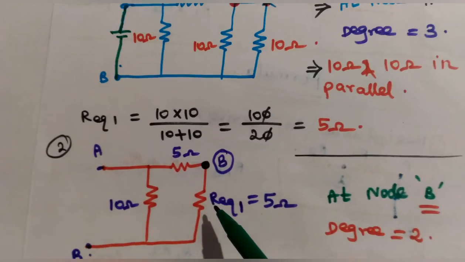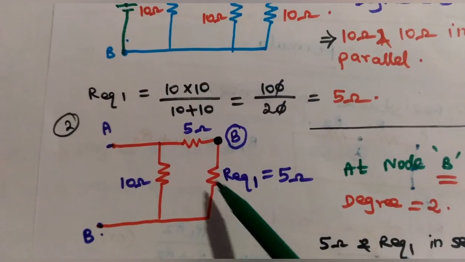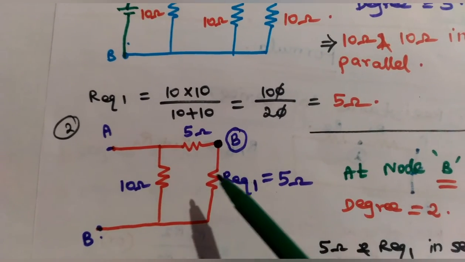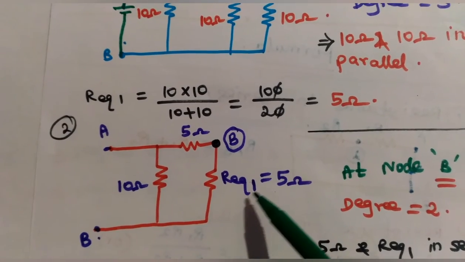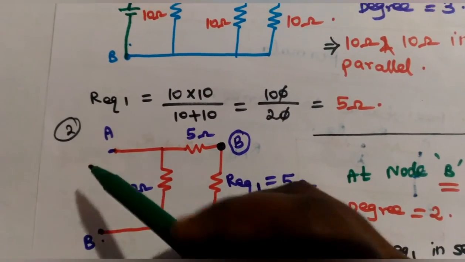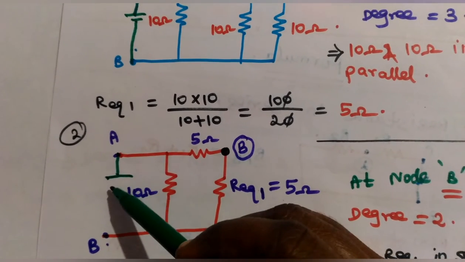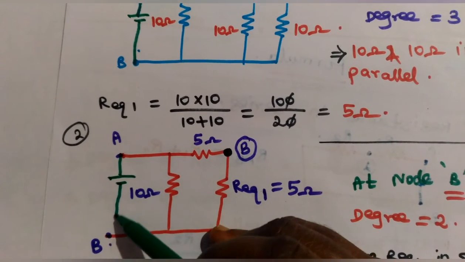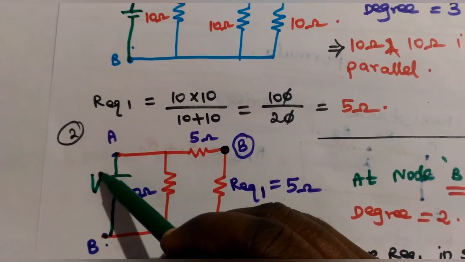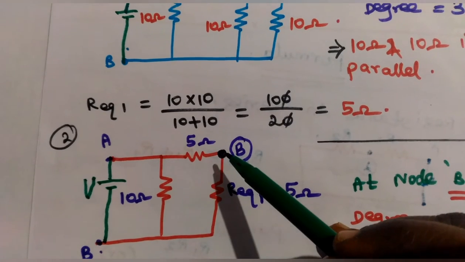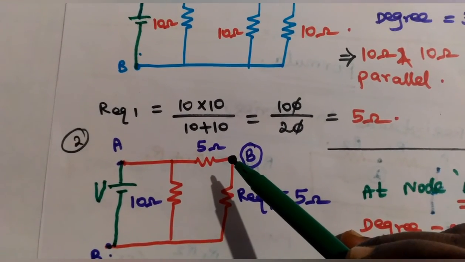So now the circuit will be reduced from this into this circuit, that is, the 4 resistances are reduced into 3 resistances. The 10 and 10 parallel combination will be reduced into 5 ohms. Now in this network again we want to draw a temporary voltage source across the terminals A and B. After drawing the temporary voltage source across the terminals A and B, now consider the node B. At this node the number of elements will be 2, 5 ohm and 5 ohms. These are all connected at the point B.